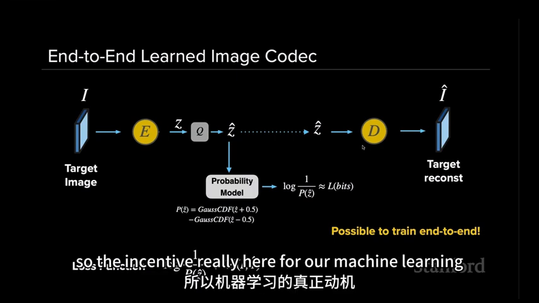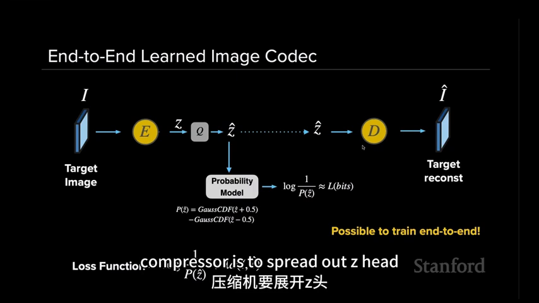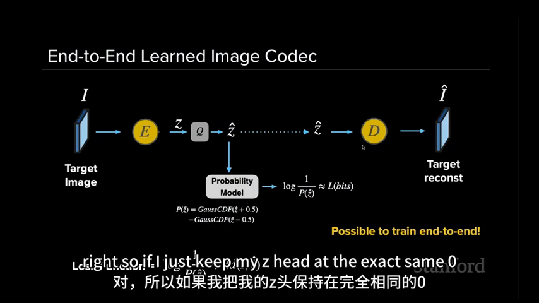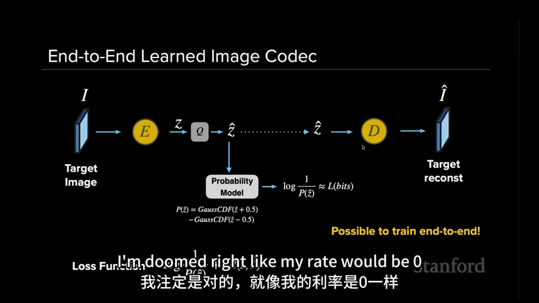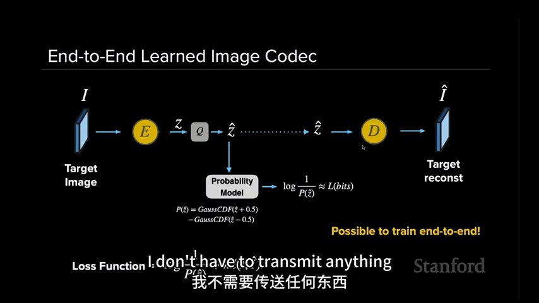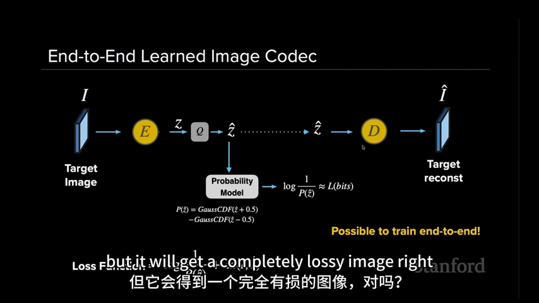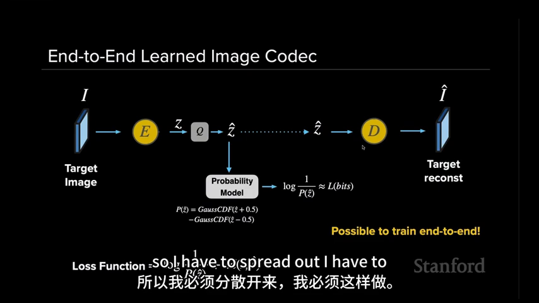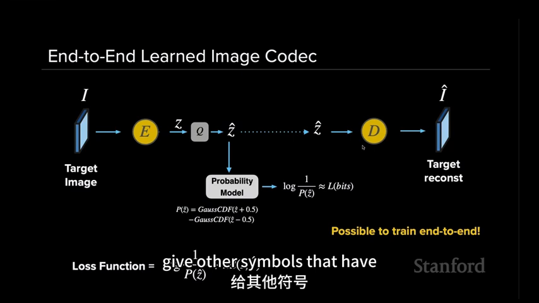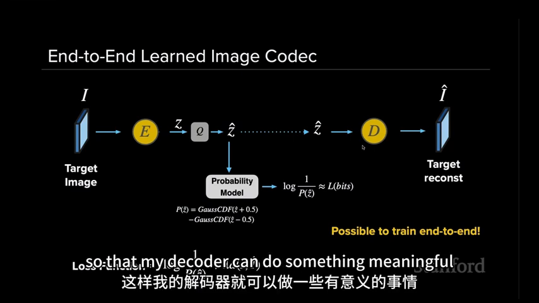Again, the incentive for our machine learning compressor is to spread out z hat, right? If I just keep my z hat at the exact same 0, I'm doomed. My rate would be 0. I don't have to transmit anything. The reconstructor can just recover 0, but it will get a completely lossy image. So I have to spread out. I have to give other symbols z hat so that my decoder can do something meaningful.